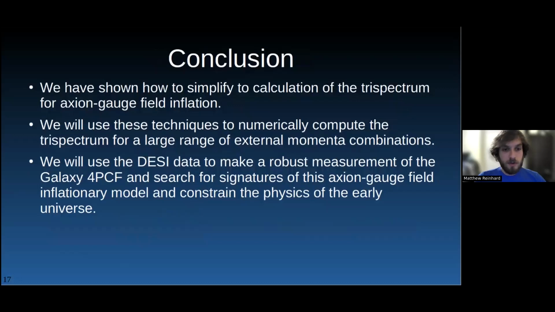So in conclusion, we've shown how to simplify the calculation of the trispectrum for Axion gauge field inflation. We're going to use these techniques to numerically compute the trispectrum for a large range of external momenta combinations, and then we're going to use the DESI data to make a robust measurement of the galaxy 4-point correlation function and search for signatures of this Axion gauge field inflationary model, allowing us to constrain the physics of the early universe.